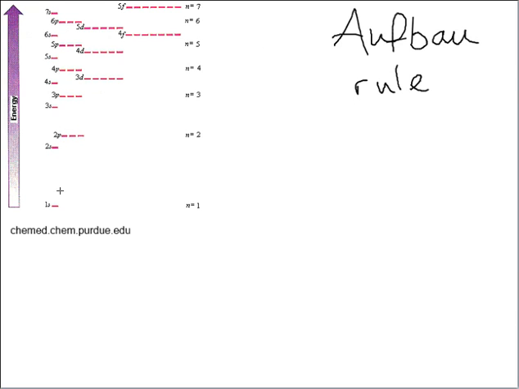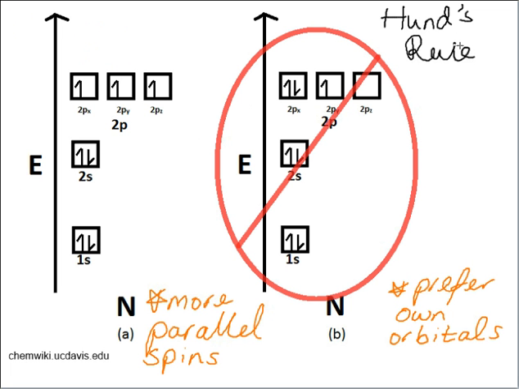You fill them in order. You'd fill this one in before you filled that one in. I mean, you wouldn't do this and then you would do this. You'd go in order. It makes a lot of sense. And then there's another rule, which is Hund's rule.